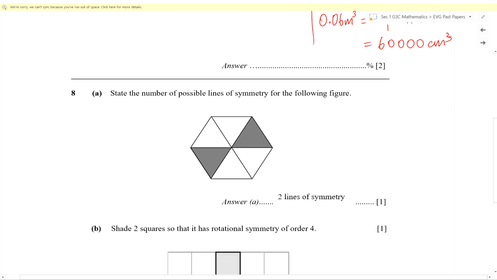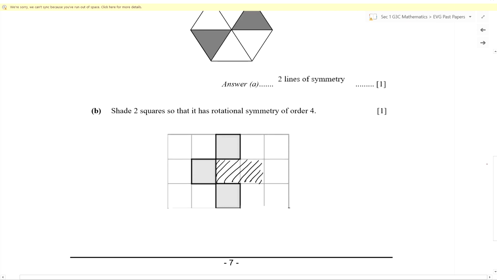Okay, there are 2 lines of symmetry. Need me to show you where they are? 2 squares so that the rotational symmetry is order 4. These are the 2 squares. Any other answers that you have? I don't think so. So in shade, you can shade like this.